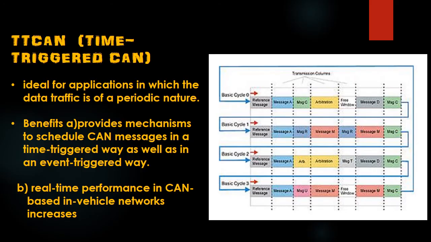Then I go to TT-CAN, which is a higher layer protocol on top of CAN. It is ideal for applications in which the data traffic is of a periodic nature. TT-CAN basically provides mechanisms to schedule CAN messages in a time-triggered as well as event-triggered way. This allows CAN-based networks to be used for closed-loop control and also increases performance.